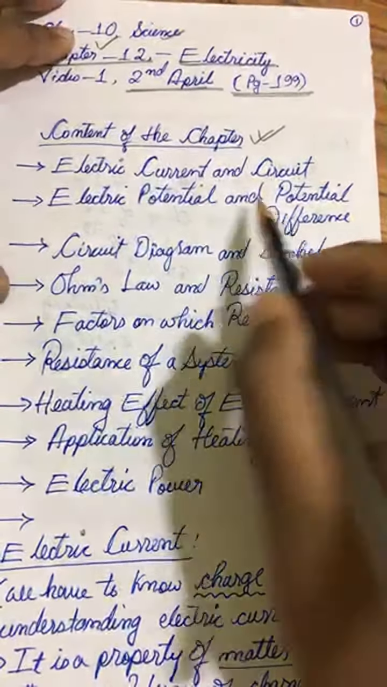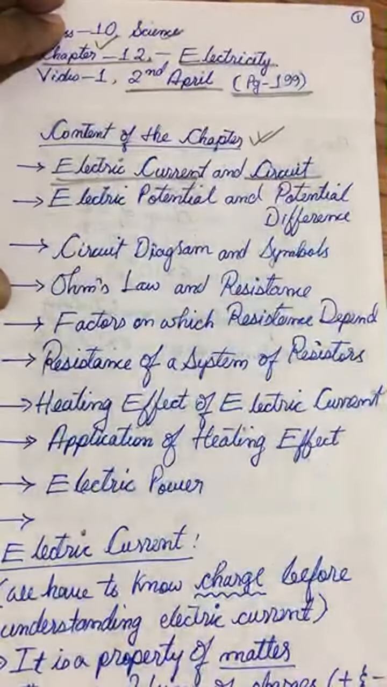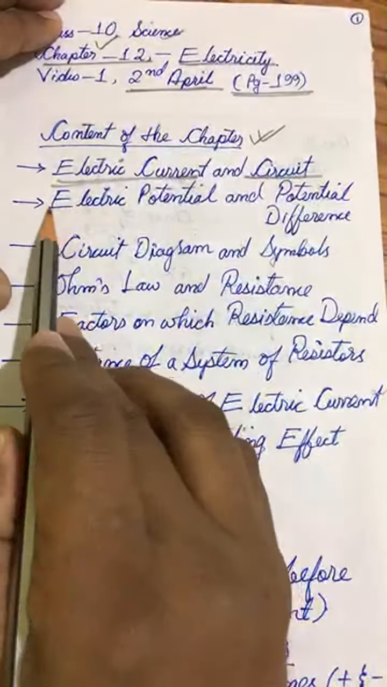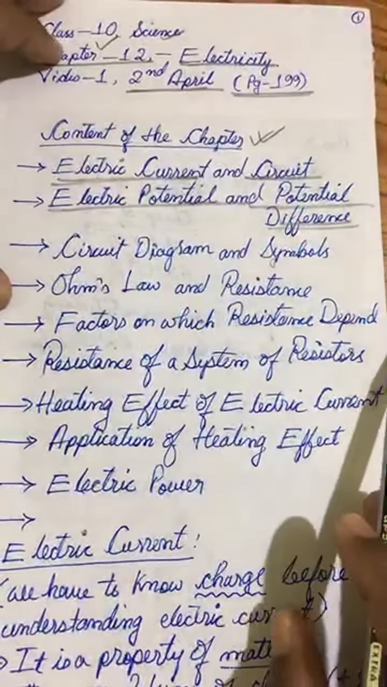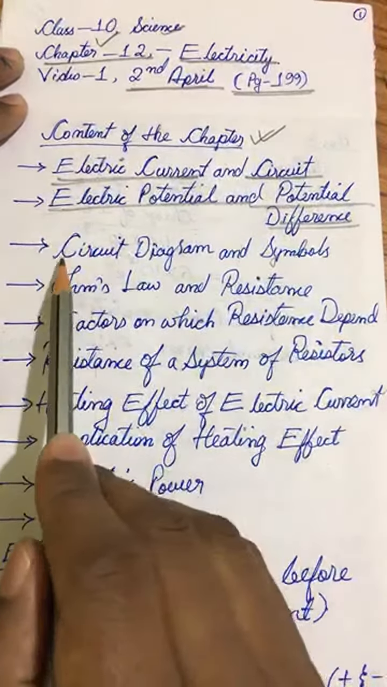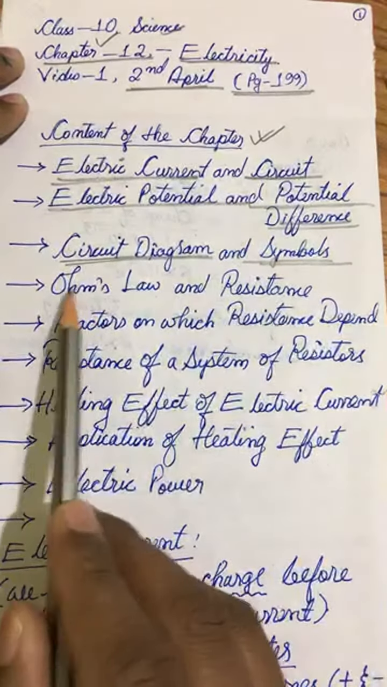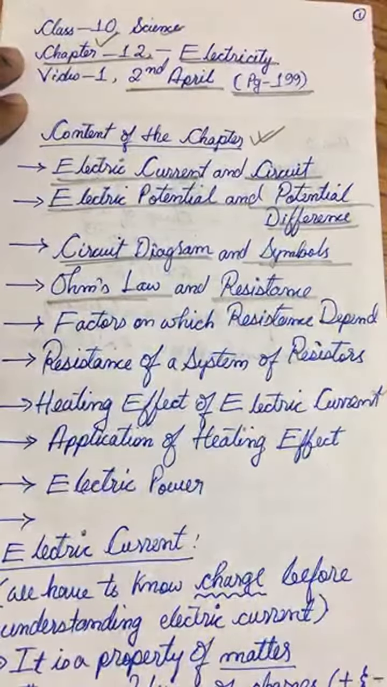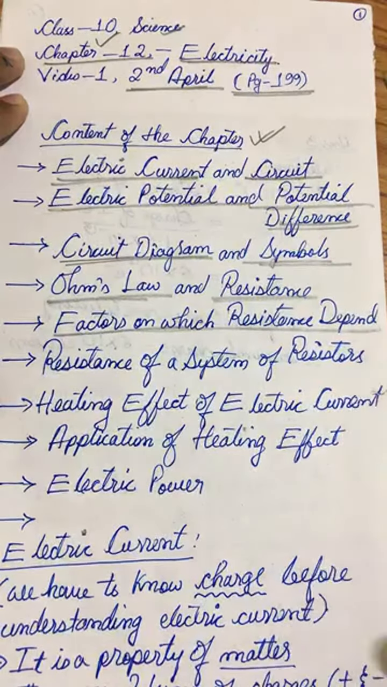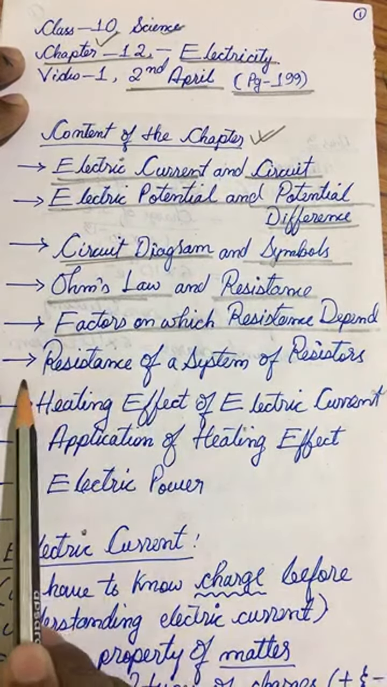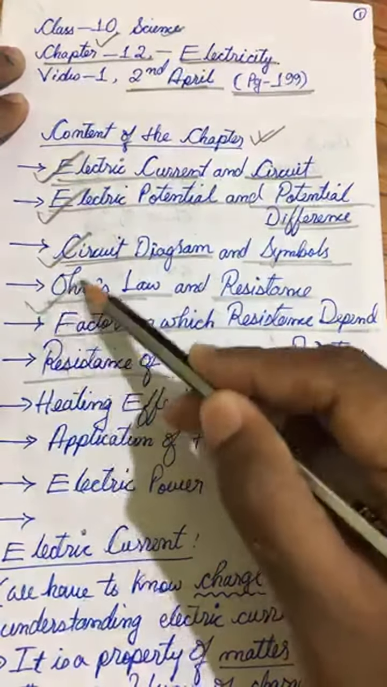We are going to learn about electric current, what is electric current, and what is a circuit. Then we are going to learn electric potential difference, what is electric potential and what is electric potential difference. Then what is a circuit diagram and symbols. Then what is Ohm's law and resistance. Then the factors on which resistance depends. Then resistance of a system and resistors. These are the topics which we are going to learn in this chapter.